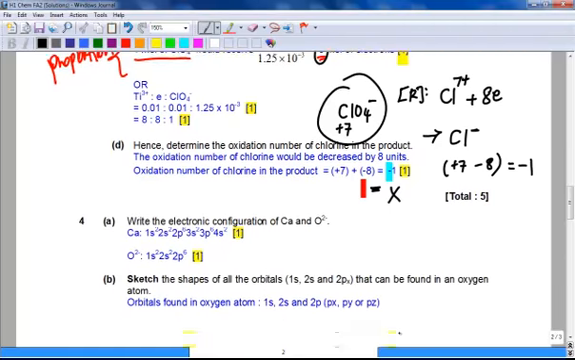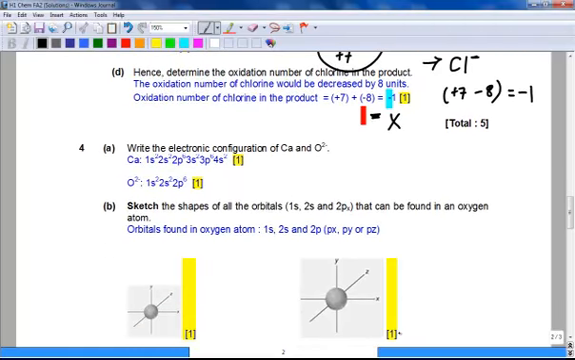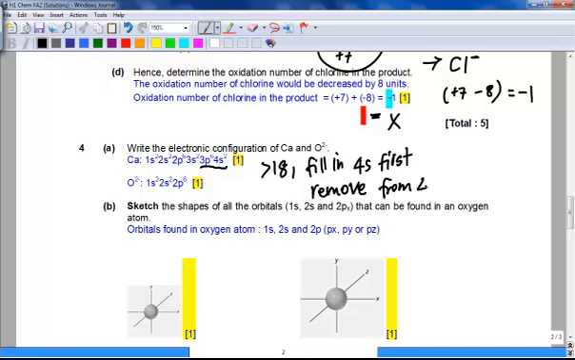Let's look at the last question, 4a. Actually, for 4a, I think this is a very simple question. If you have more than 18 electrons, always fill in 4s first. If you want to remove electrons, you also remove from 4s first. So this one I will leave to you to do. I'm sure you can do it.